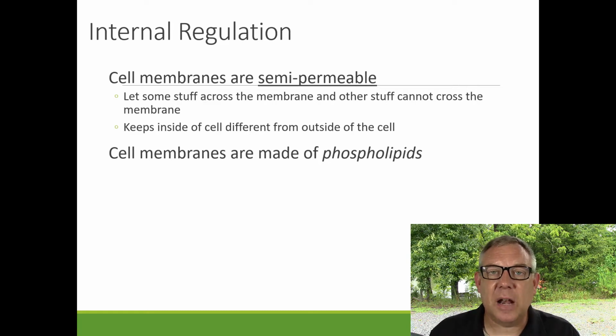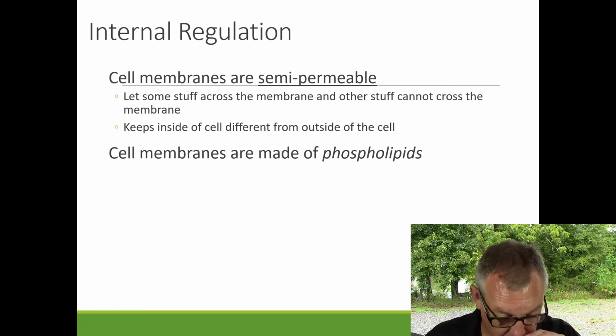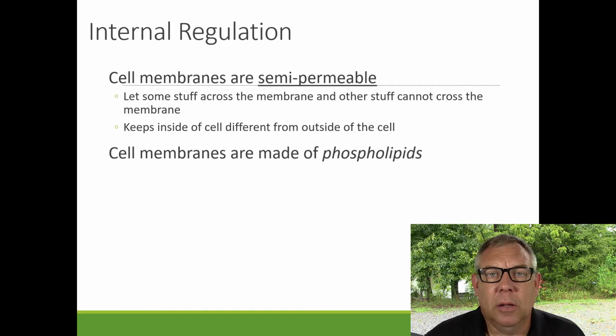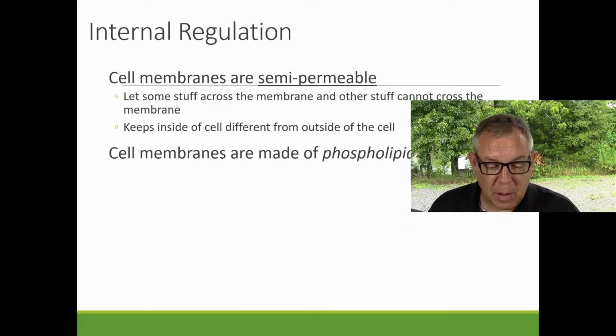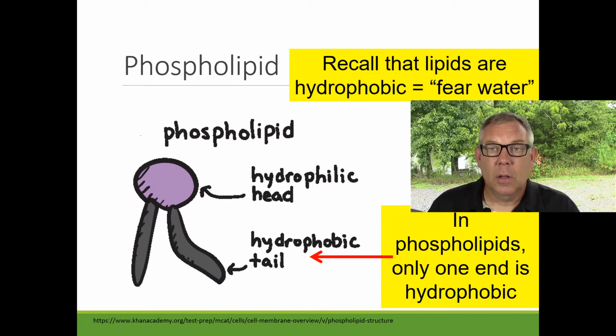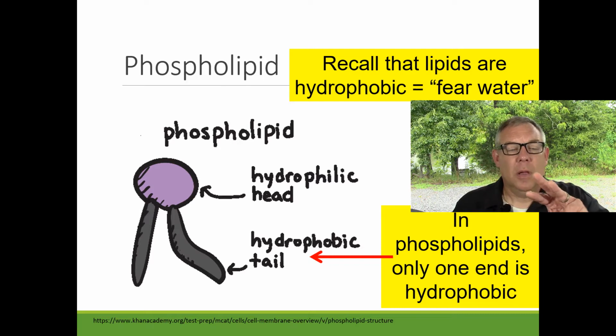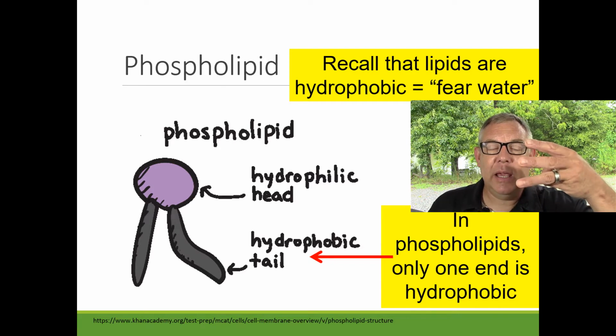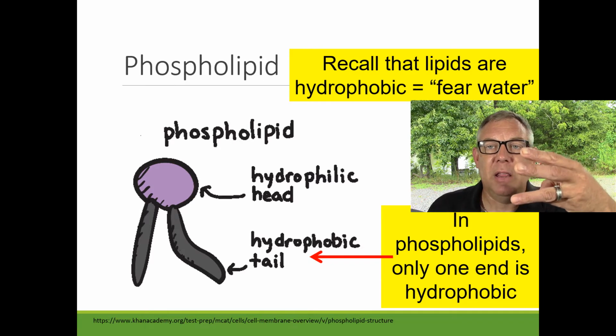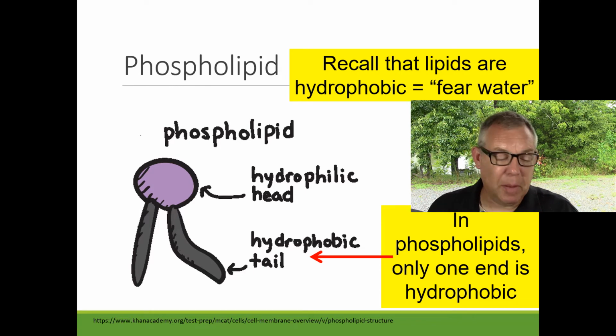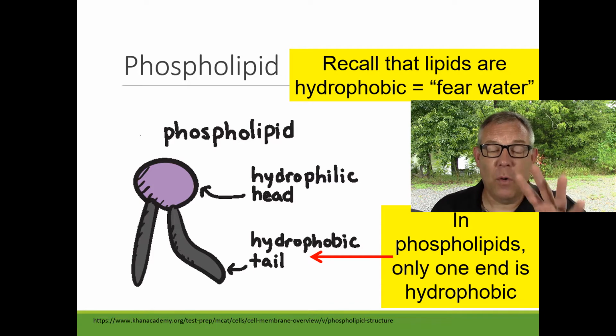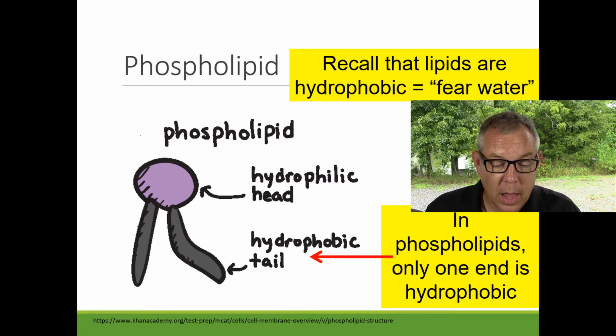This keeps the inside of the cell different from the outside of the cell. And we've already mentioned the important structure of cell membranes, and those are phospholipids. You remember a phospholipid is a fat, and fats usually have 3 hydrocarbon tails, but in the phospholipid, one of those tails has been replaced by a phosphate. So that's phosphorus with 4 oxygens.